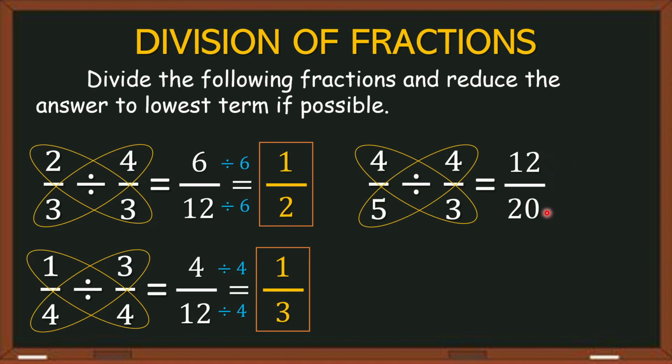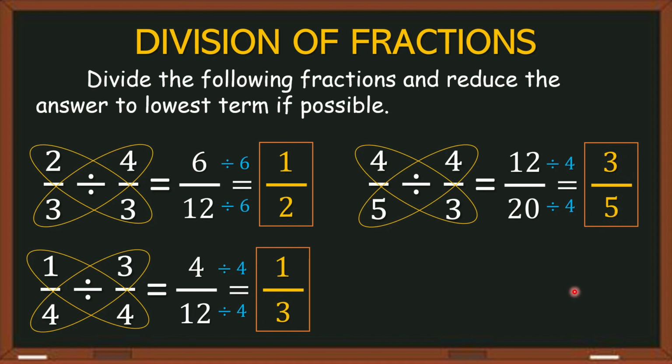So ang number na pwedeng i-divide kay 12 at 20 ay 2 at saka 4. So dahil 4 yung malaki, 4 na yung gamitin natin. So mag-divide tayo ng 4 sa taas at sa baba. So unahin natin yung taas. 12 divided by 4 is equal to 3 over 20 divided by 4 is equal to 5. So ang nakuha nating sagot ay 3 over 5.